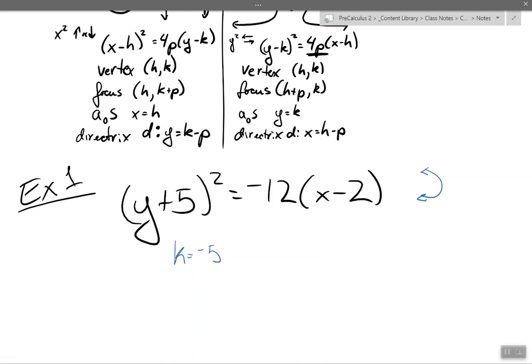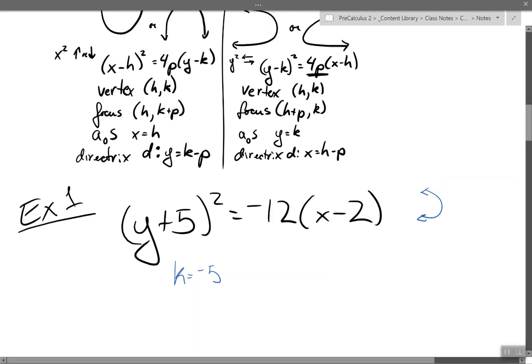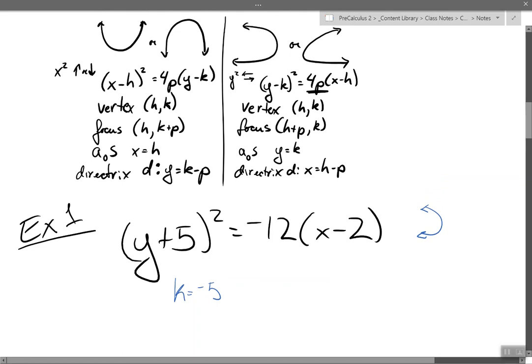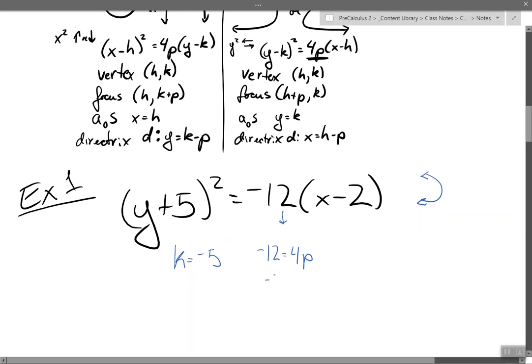Okay, onto the other side, we have this negative 12. If we look at our equation, and that's why that 4p is underlined, 4p is the number out front. So we have negative 12. What we need to do with this number every time we're working with a parabola is take this number out front and divide it by 4, because really what we have is negative 12 is equal to 4p. That's what this part of the equation is telling us. So we have negative 12 equals 4p. That's pretty easy. P is negative 3.